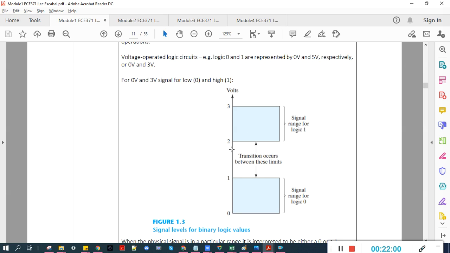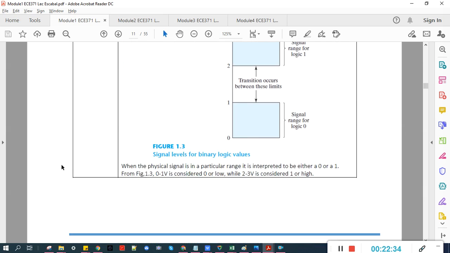In between these values, 1 and 2, a transition occurs between these limits, so we don't know the logic value of the output if it's in this range. So we should avoid it being in this range of values. Here it's explained that when the physical signal is in a particular range, it is interpreted to be either 0 or 1, as I've already said.